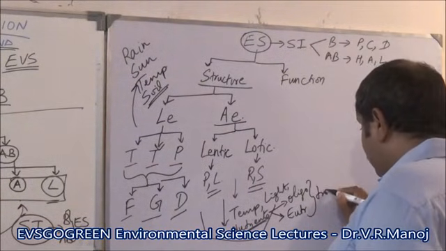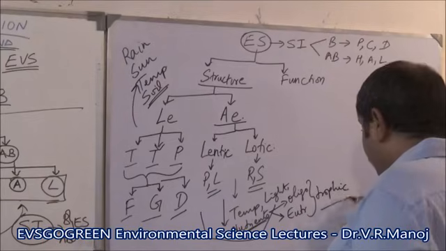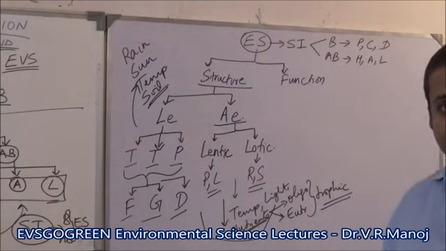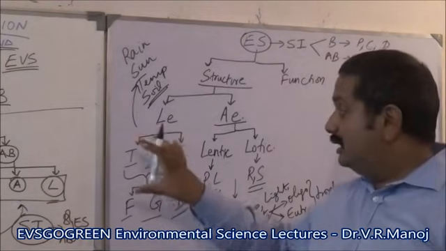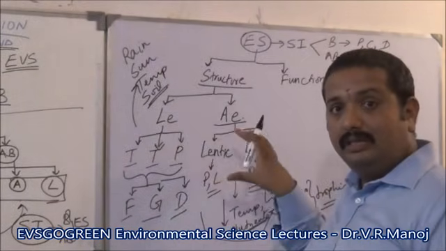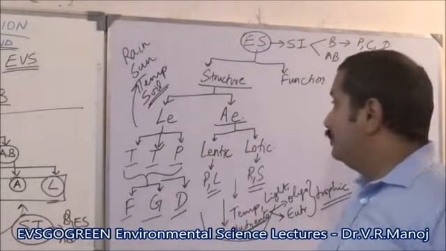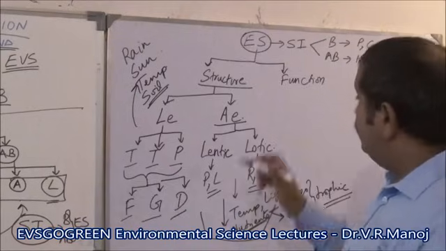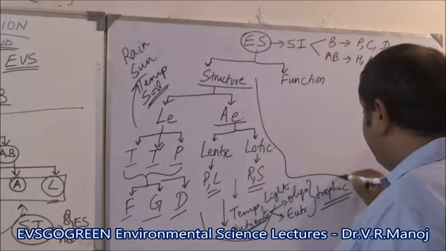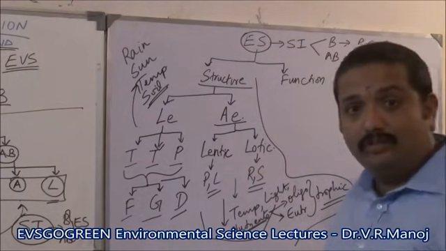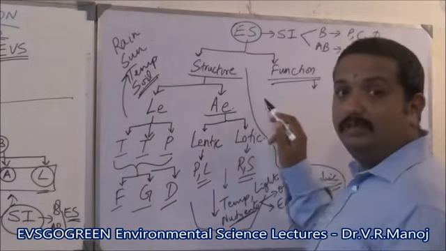So oligotrophic and eutrophic, these are common things. Okay, so that is the structure of the land ecosystem and the aquatic ecosystem. Now we are going to the function of the ecosystem. How does the ecosystem function?